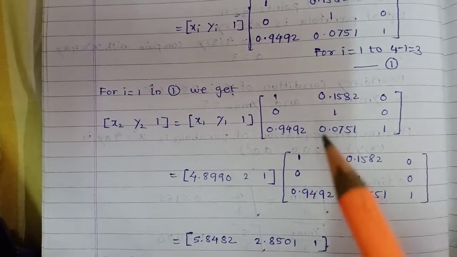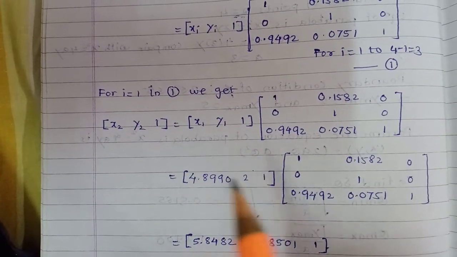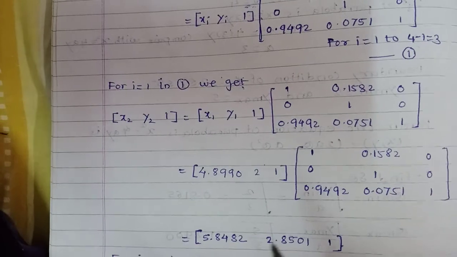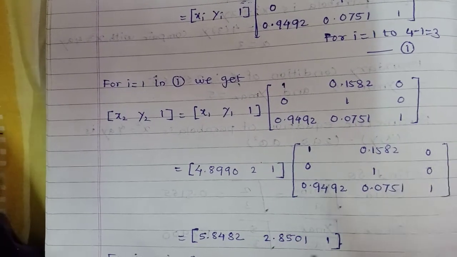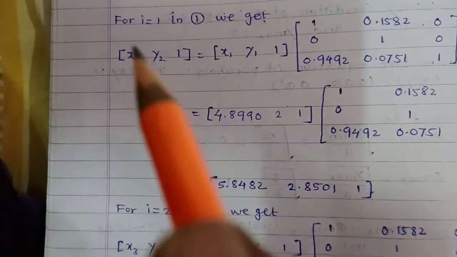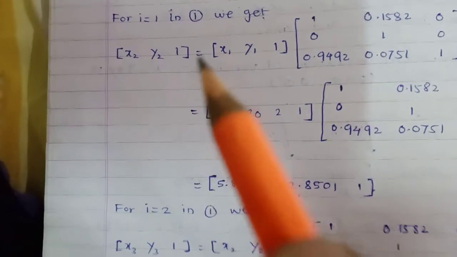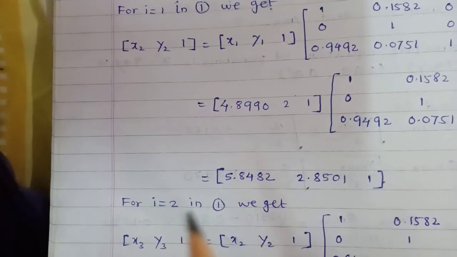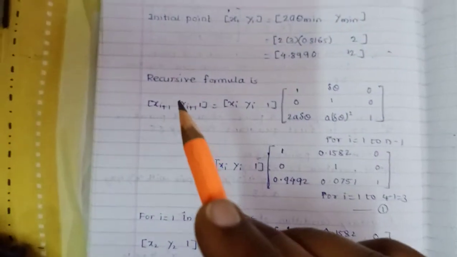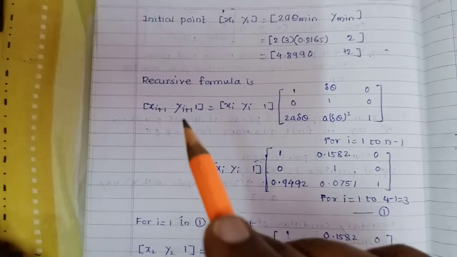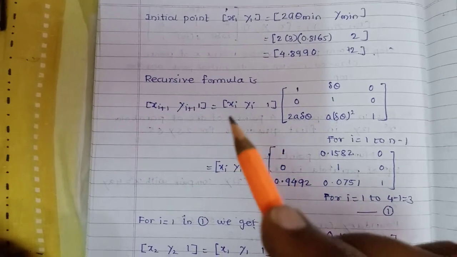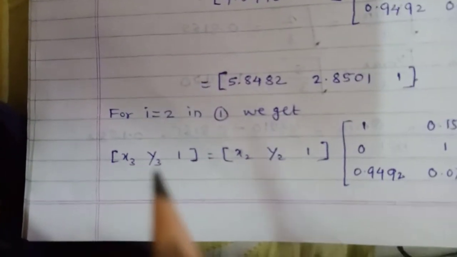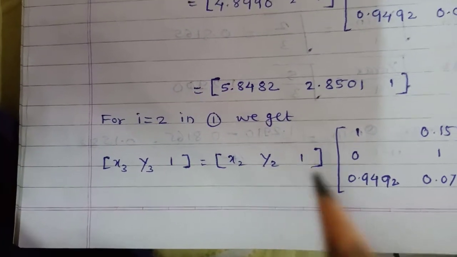Again, first row, first column we get this entry. First row, second column we get this entry. First row, last column we get this entry. In this manner we obtain our x2 y2 1. Next for i equal to 2 in 1. So we put i's value as 2. So 2 plus 1 is 3, 2 plus 1 is 3 and here 2, 2. In short, for obtaining x3 y3 1 we use x2 y2 1.